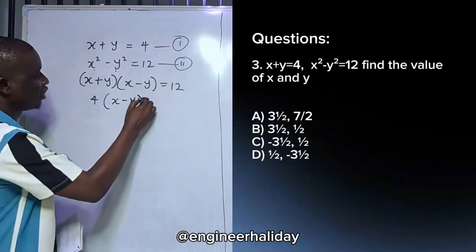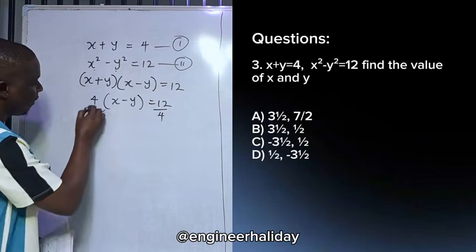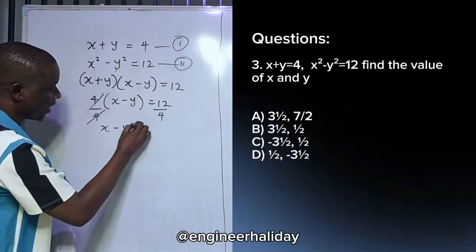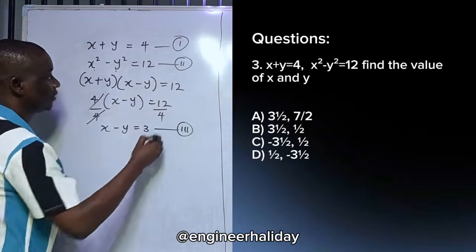S minus y equal to 12. If I start by 4, so s minus y equal to what? 3. Let's call this one equation 3.